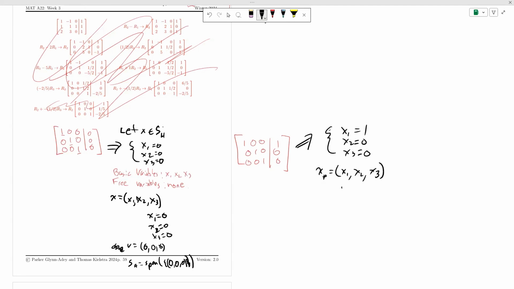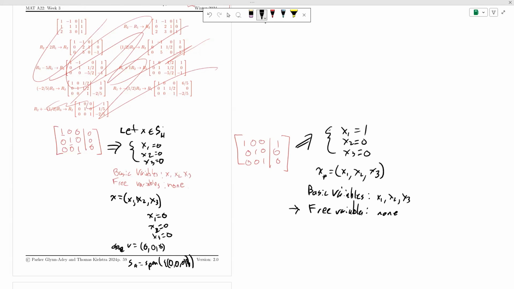Now what I'm going to do is I have my basic variables, which are my X1, X2, and X3. I have my free variables, which are none. And here, when I do my free variables, instead of letting them be anything, I'm going to pick a number for them to be. And because we can pick them to be anything, we pick them to be 0. Okay? But we have none, so we don't pick any.